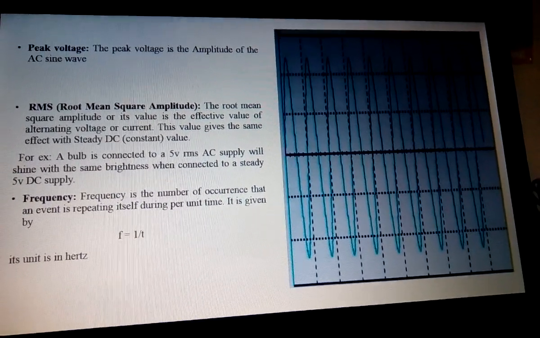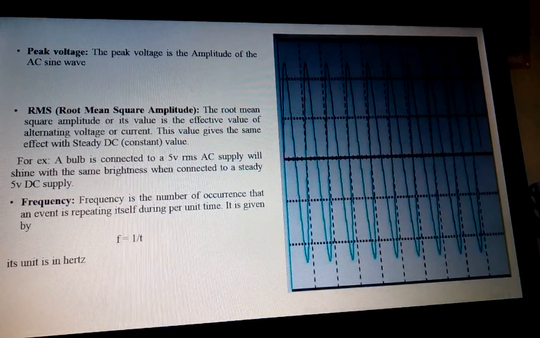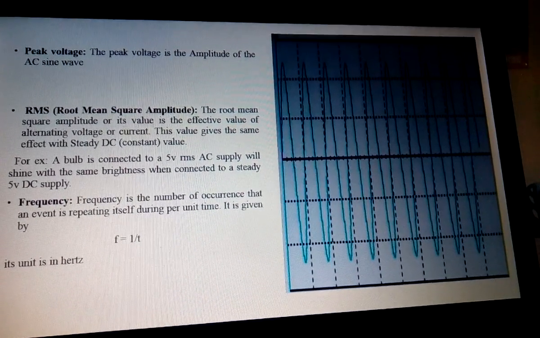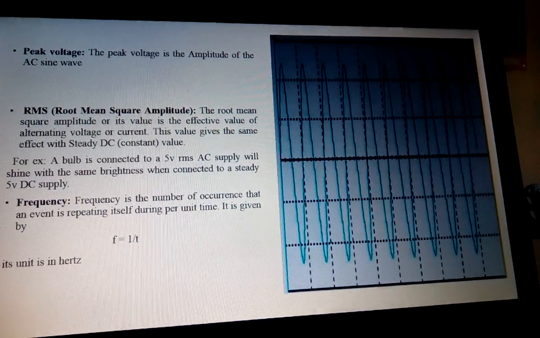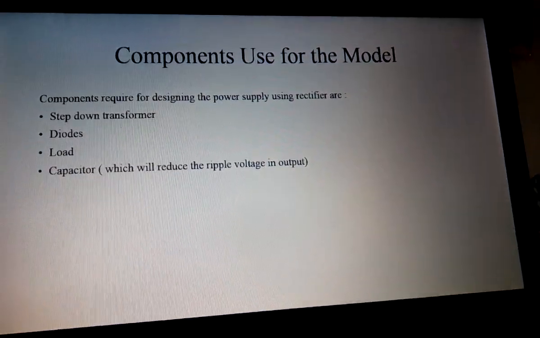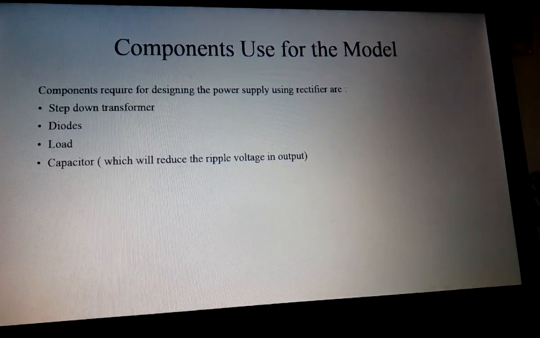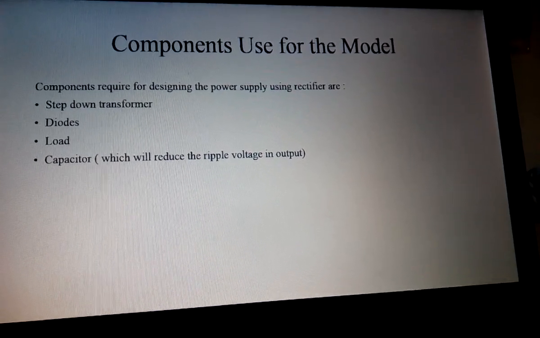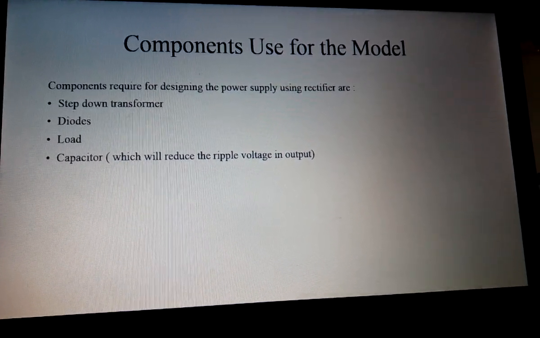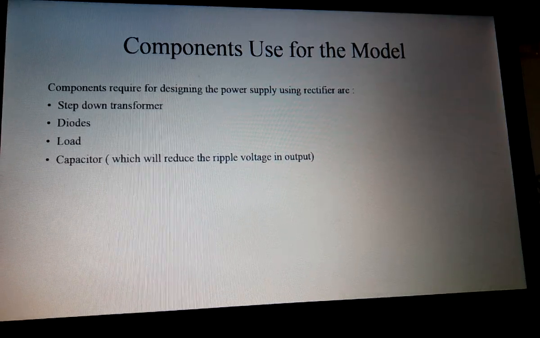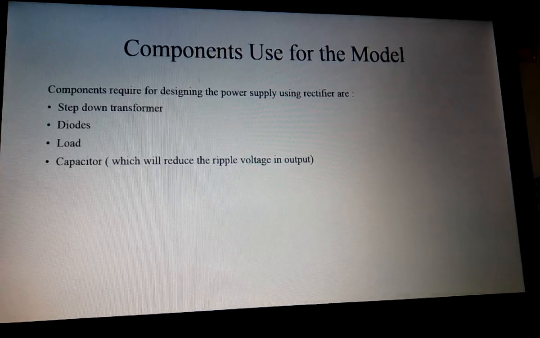Now frequency. Frequency is nothing but the number of occurrences of an event repeating itself per unit time, and it is given by f equals 1 by T. Its unit is Hertz. Components that we are using for the model are a step-down transformer, diodes, which will act as a rectifier, then we have a load, and lastly a capacitor. Now this capacitor will act as a filter which will help to reduce the ripple voltage in the output.